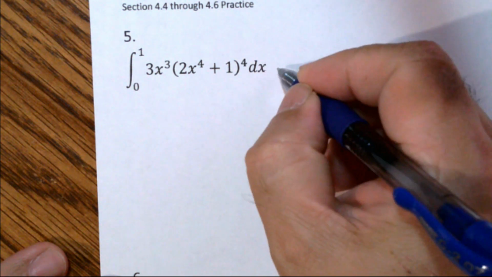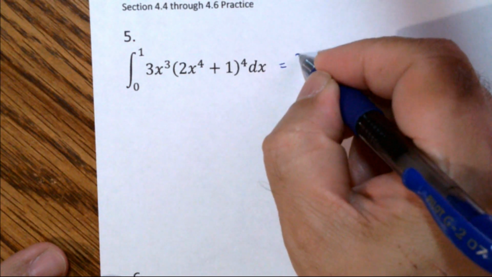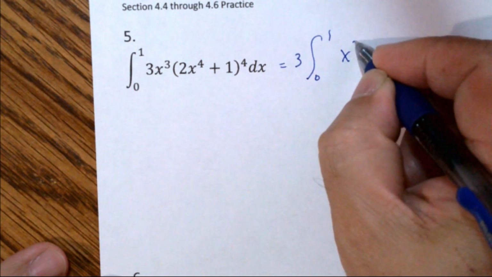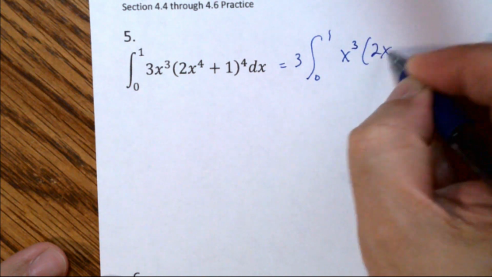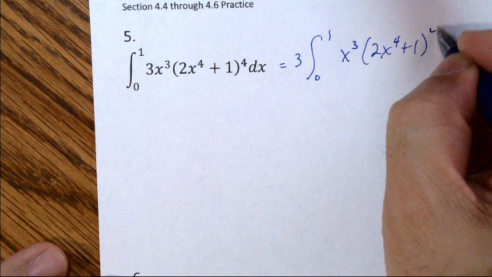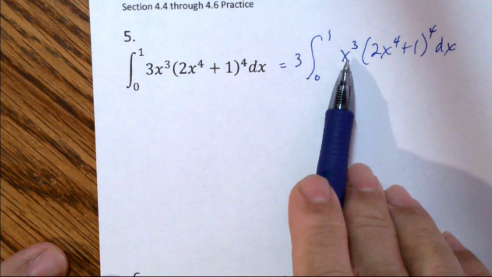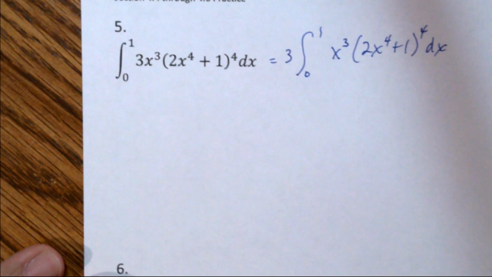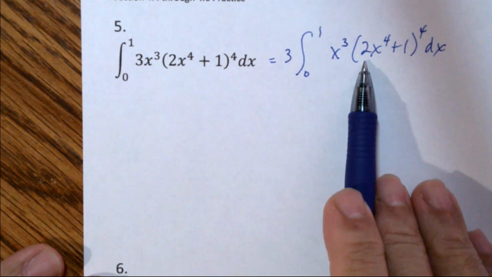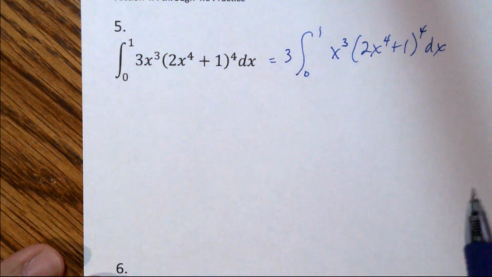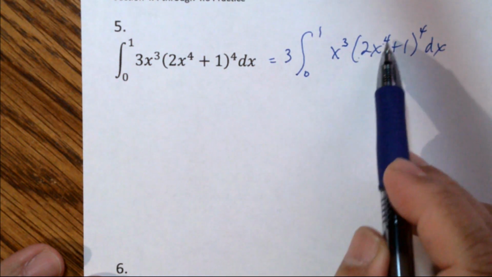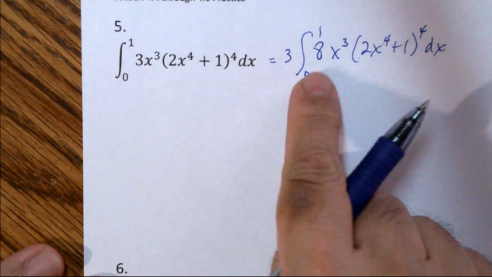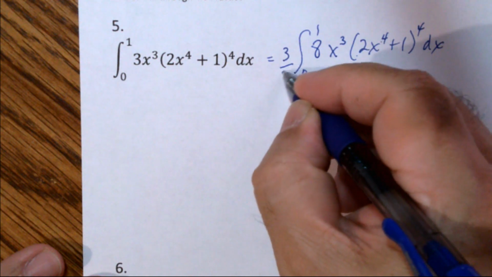So what I'm going to do, I'm going to take the 3 out, rewrite it like this. I'm going to put a little space in there, and I'll show you why in a second. I'm just copying everything else. I just got that 3 out of the way. It's a number, so that I can just shove it out of the integral. Now, the derivative of 2x to the 4th plus 1 is 8x cubed, right? 4 times 2 is 8. Subtract 1 from the exponent. So I am missing an 8. To compensate for that 8 I put in, I divide by 8 out here.